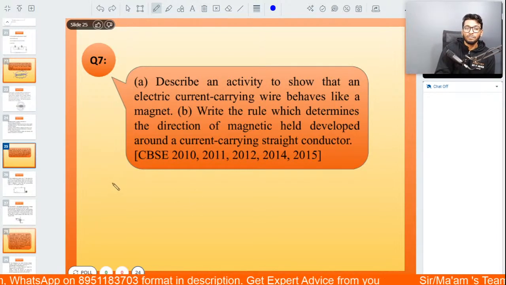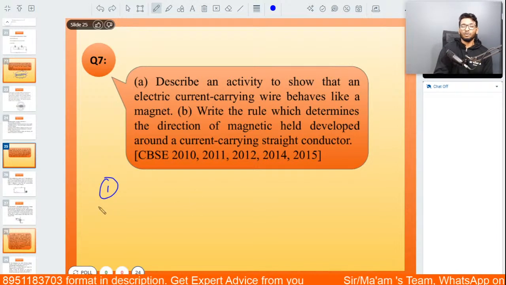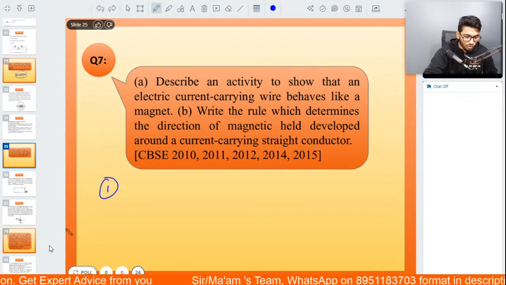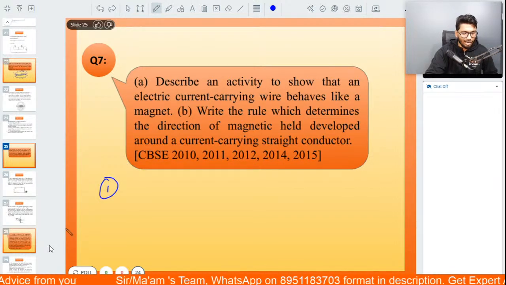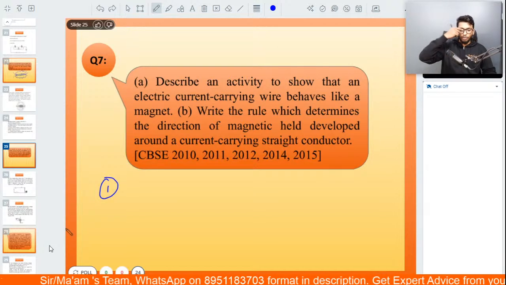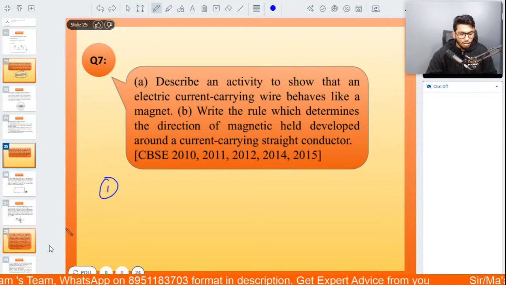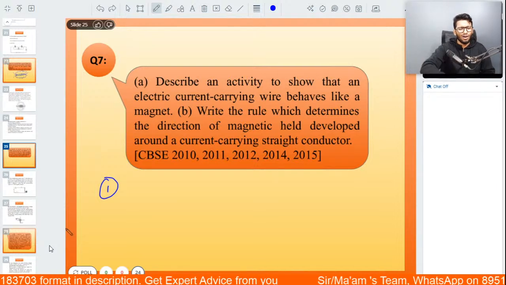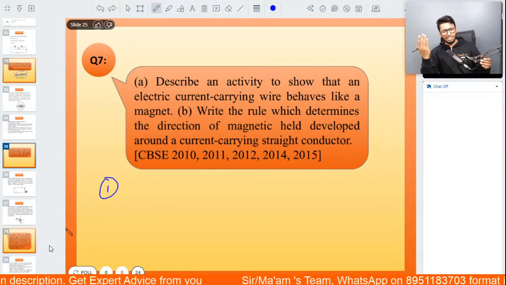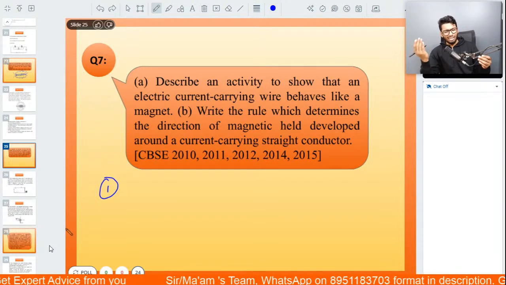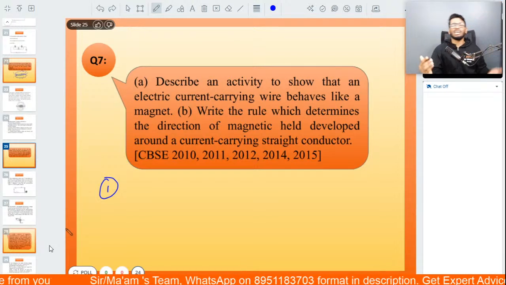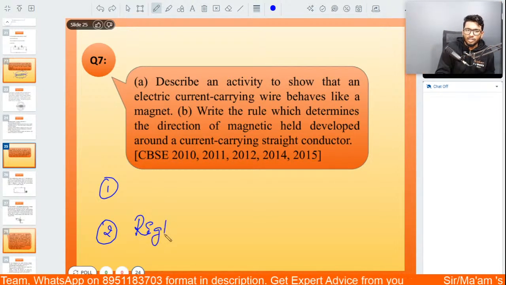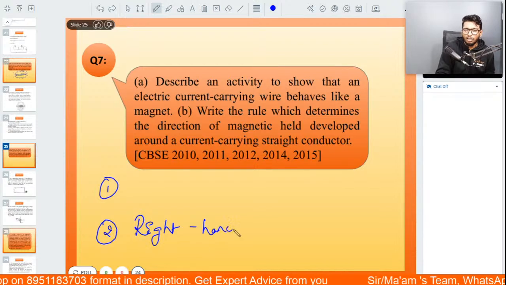Okay, for the first one, describe an activity that would show a current carrying conductor behaves like a magnet. Imagine there is an insulated copper wire from which current is flowing from point A to point B, and put the compass near it. Near A, you will see that there is a small deflection. Absolutely. Second one, exactly. For the second part of the question, it's basically Maxwell's right hand thumb rule, or in simple words, the right hand thumb rule.